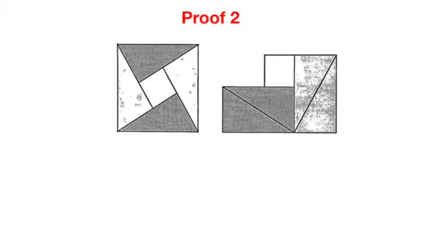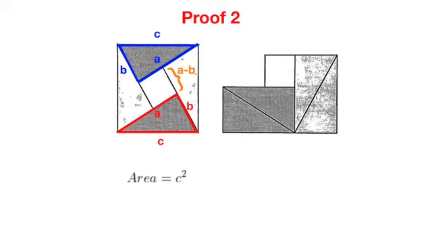Again, we are given 2 diagrams side by side. In the first diagram, we have 4 equal right angle triangles with side lengths a, b, and c, where c is a hypotenuse. The square has an area of c square, since the hypotenuses of the 4 right angle triangles form its side lengths. We can further see that the 4 triangles enclose a square with side length a minus b in the middle of the diagram.